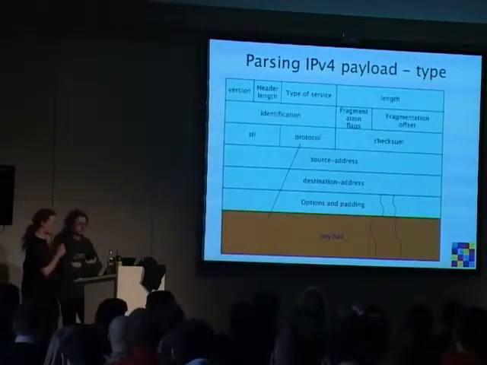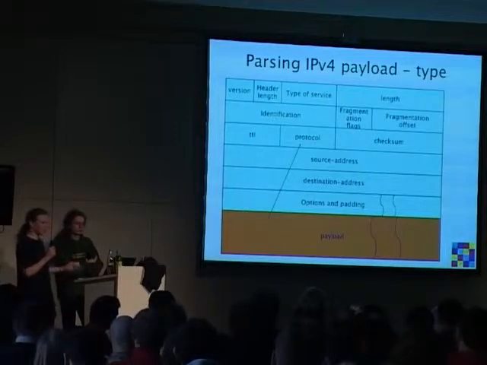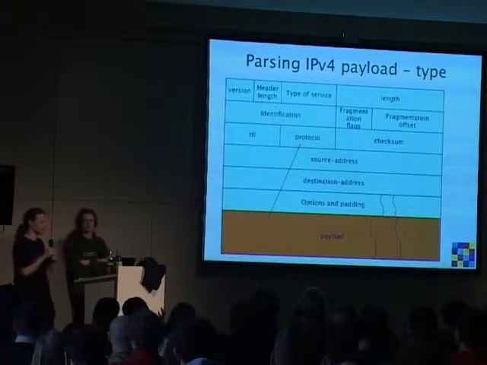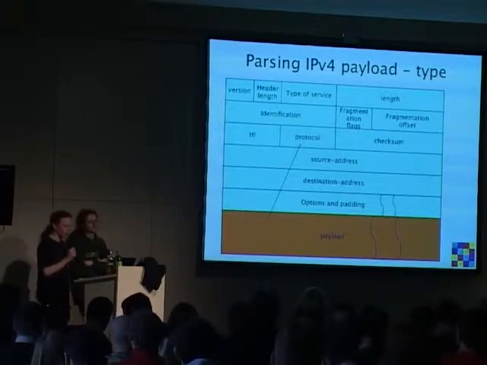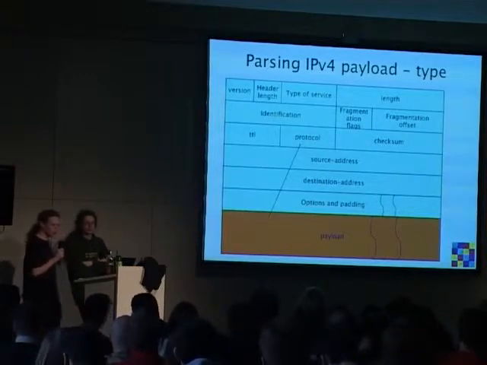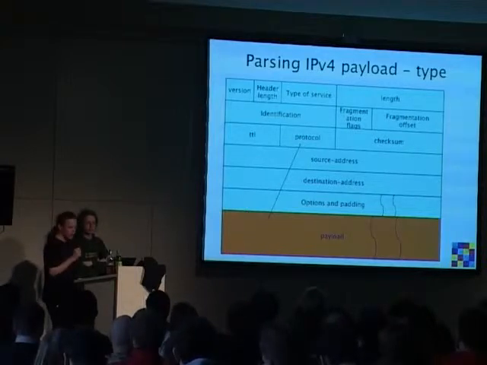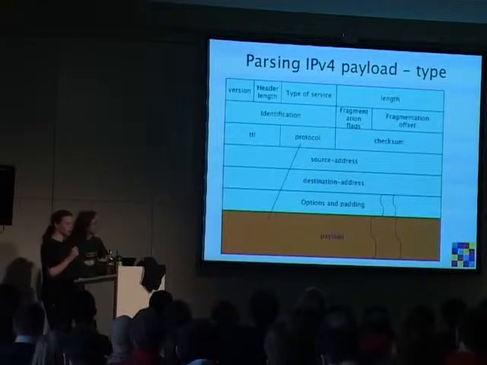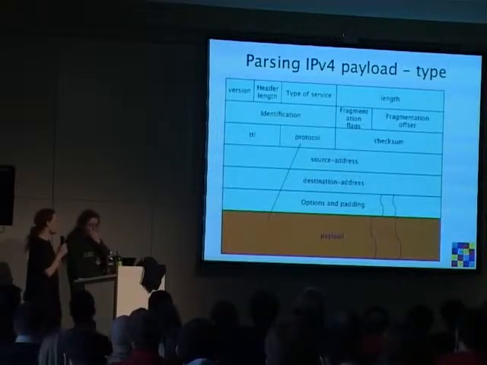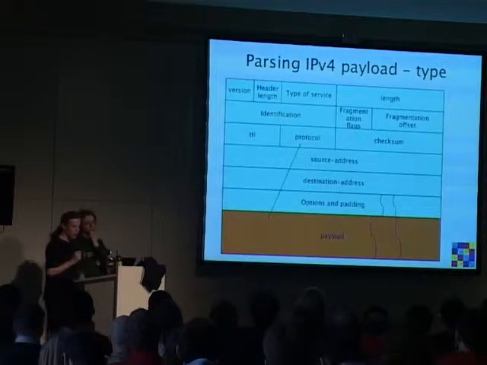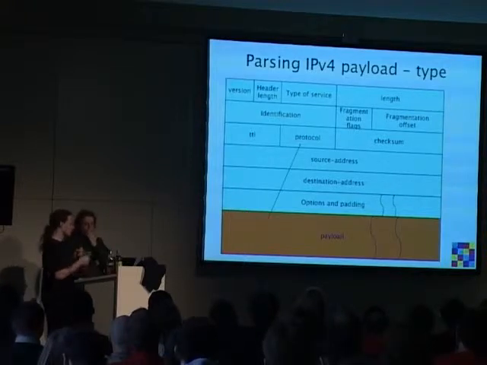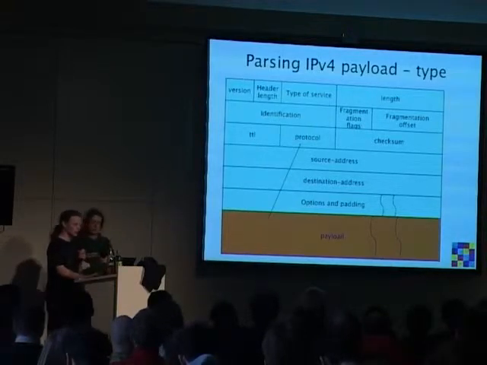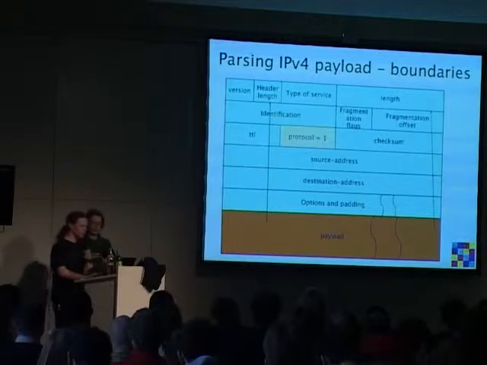Okay, to parse the payload: the Ethernet frame was quite easy because everything is static, so the payload is at a static offset and so on. Parsing an IPv4 payload is a bit more difficult, so the payload depends on the protocol field. The protocol field tells us what type the payload should be. So to parse the payload of an IPv4 frame, we first have to access the protocol.